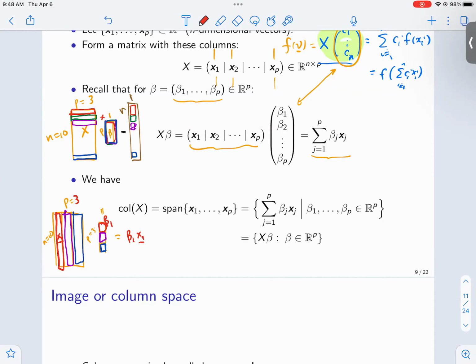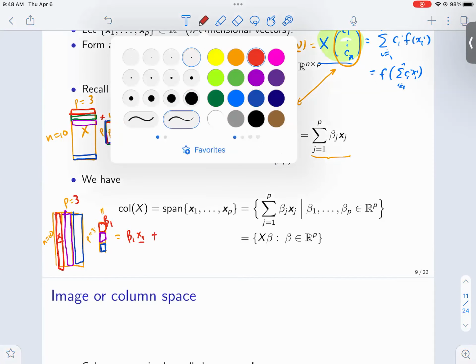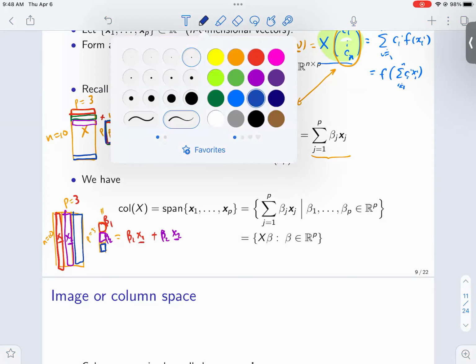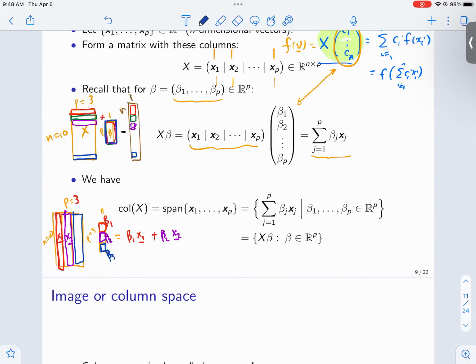This is a vector. Plus, this is going to be beta 2, this is going to be x2. So you get plus beta 2, x2. And then this is going to be beta 3, x3. So you get plus beta 3, x3. Okay, so this would be equivalent. It gives you the same result. You can view matrix multiplication this way. So either you do it row-wise or column-wise.